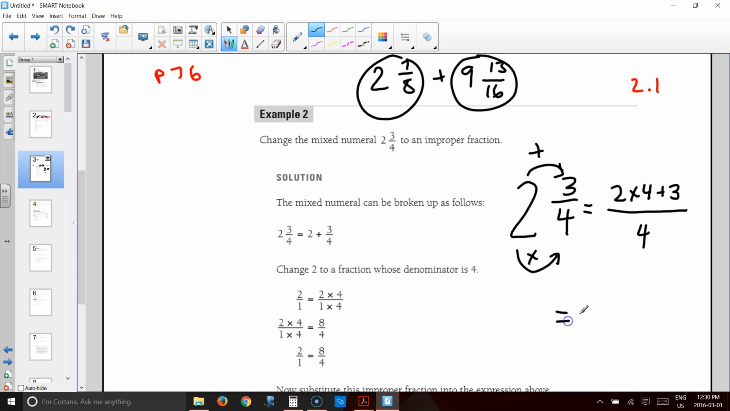So on the next line, 2 times 4 is 8. 8 plus 3 is 11. So 11/4 is our answer. All right?